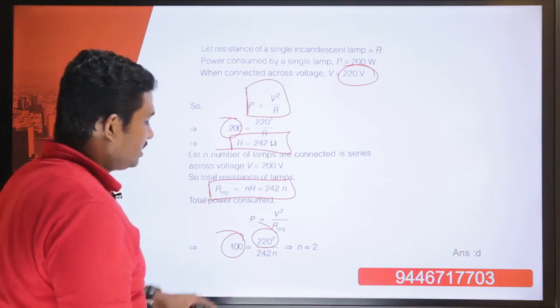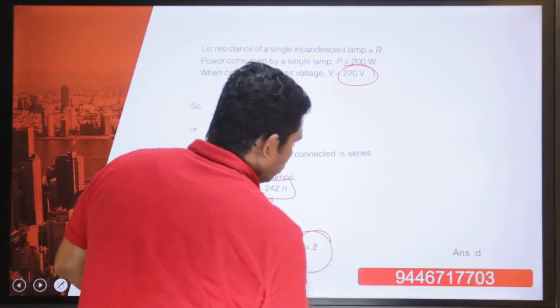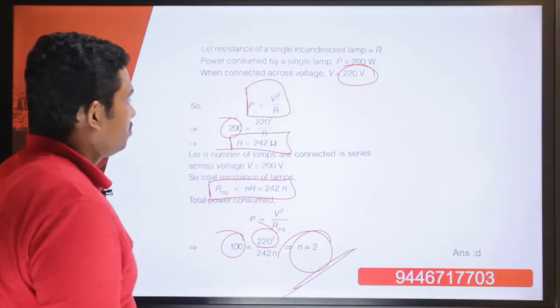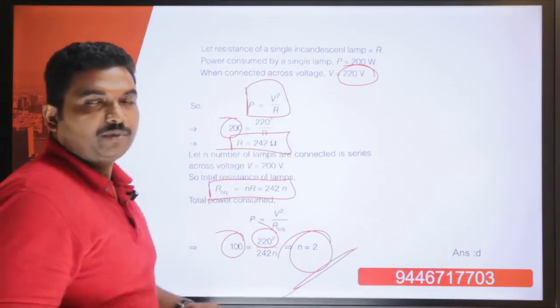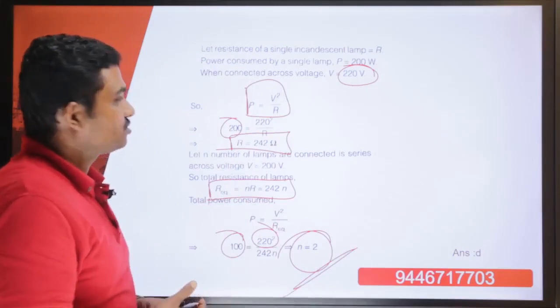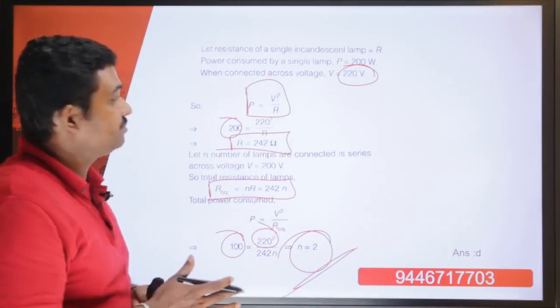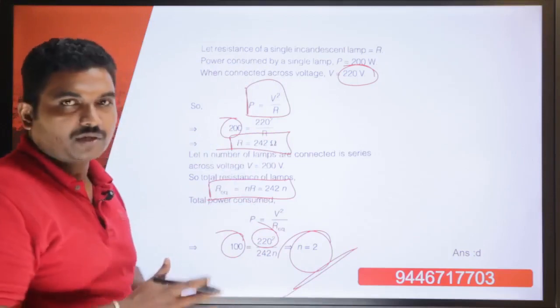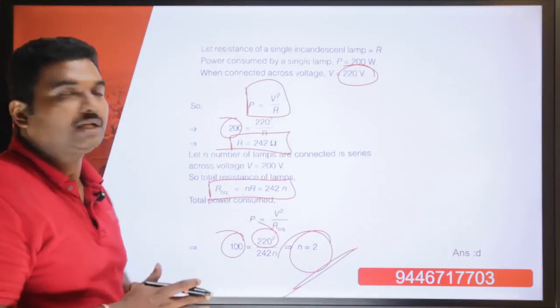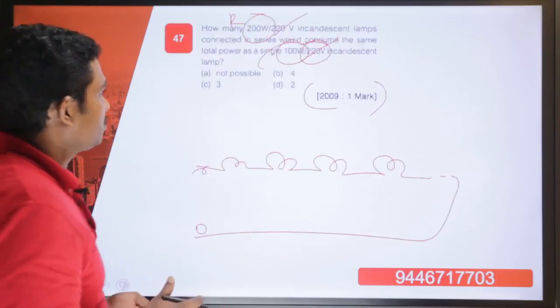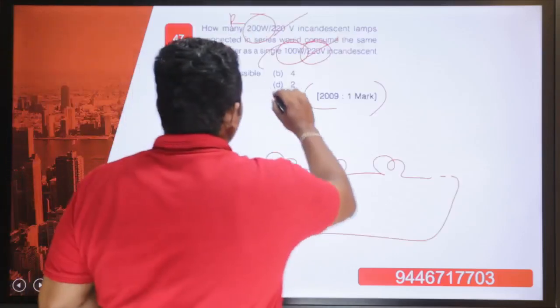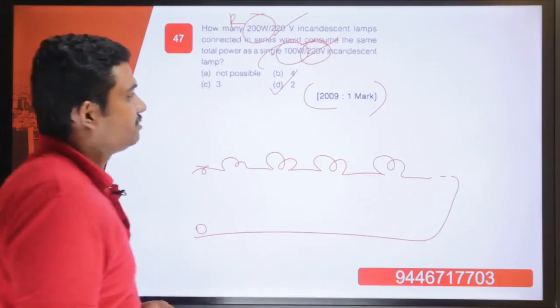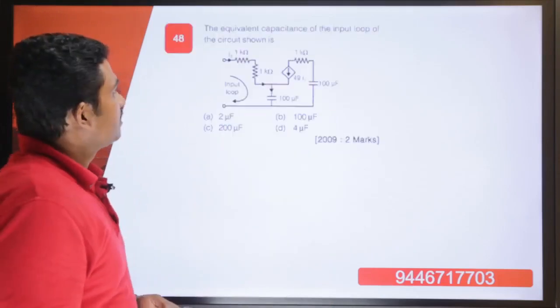So when you are cancelling this, you see n is equal to 2. So 2 lamps have to be connected in series. Two 200 watt lamps have to be connected in series to consume the same power as a single 100 watt lamp. So what is our option? Our option is option D, which is 2.